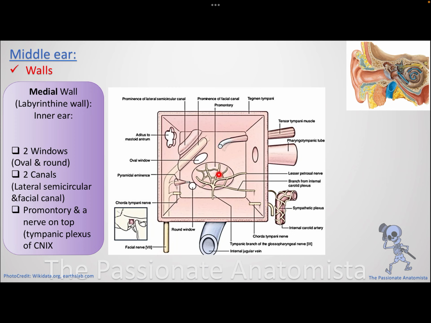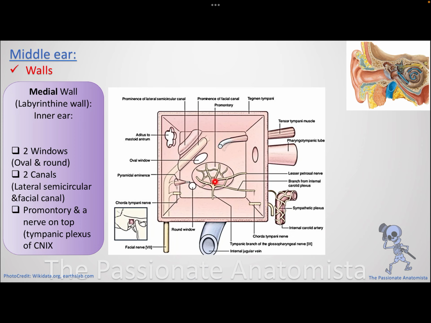Remember that I told you that the middle ear cavity is biconvex because it has a bulging of the cochlea from the medial wall. So this is the promontory of the cochlea, and on top of that, you have the tympanic plexus that is formed by the glossopharyngeal nerve and also from the internal carotid plexus. Okay, so the promontory has on top of it the tympanic plexus of the glossopharyngeal nerve.